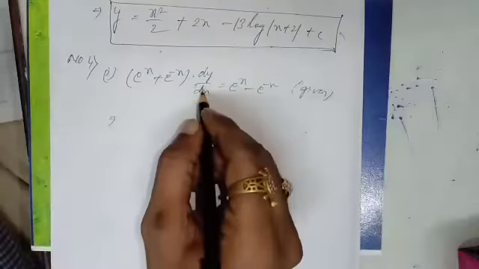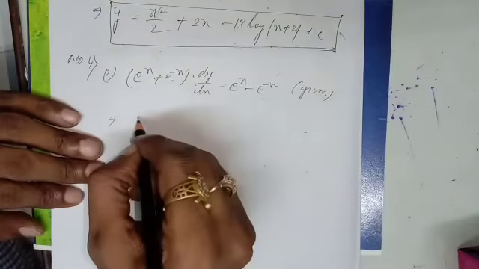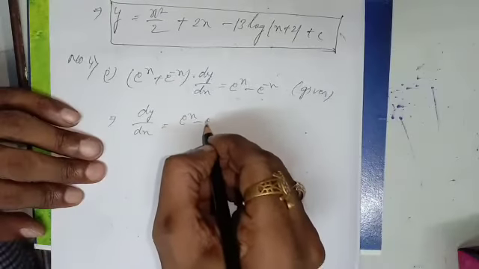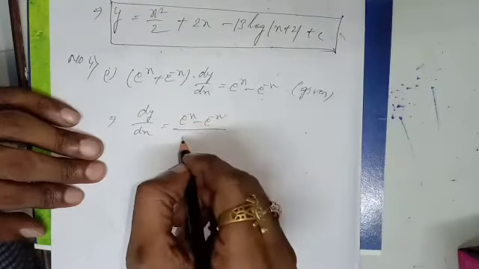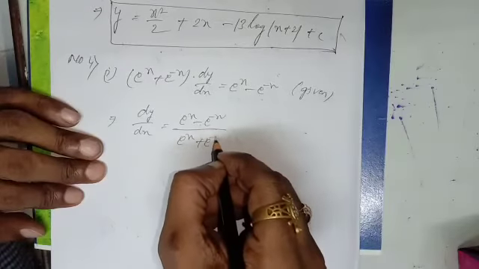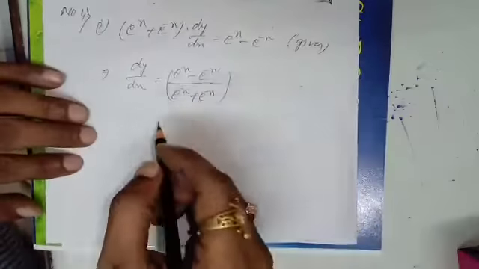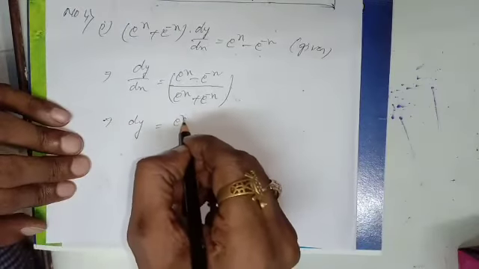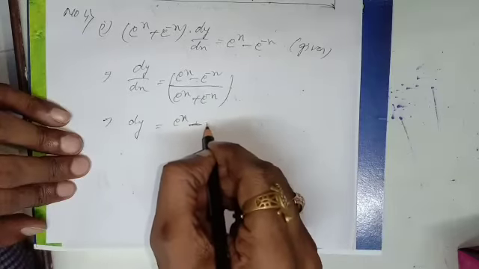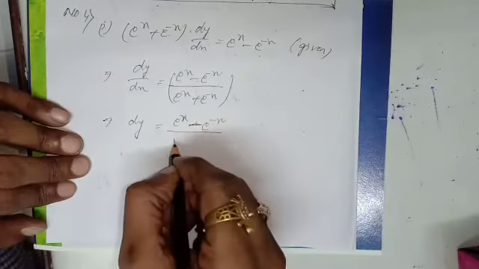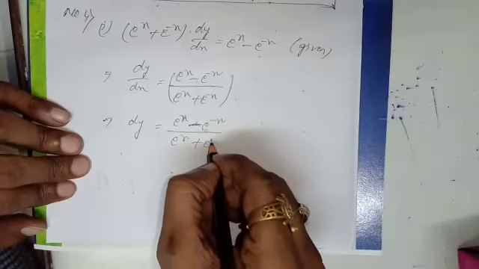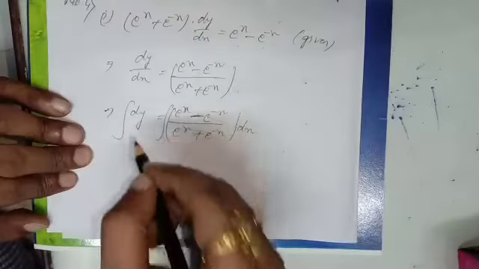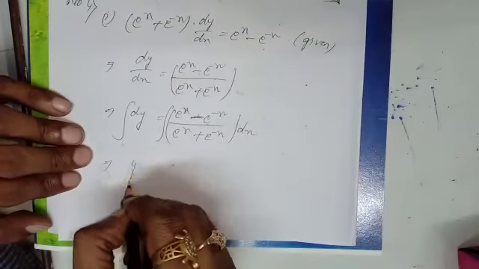First of all, you have to separate variables. Use this one, you divide. That means dy by dx will be (eˣ − e⁻ˣ) by (eˣ + e⁻ˣ). Next step, you have to write dy is equal to (eˣ − e⁻ˣ) by (eˣ + e⁻ˣ) whole dx. Now integrating both sides. So what is the integration of dy? That is y, no doubt.